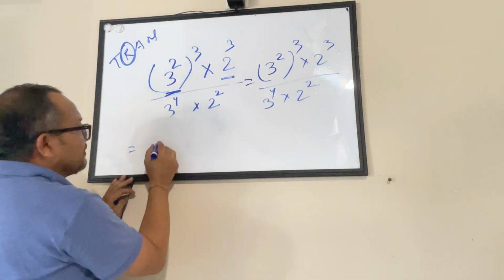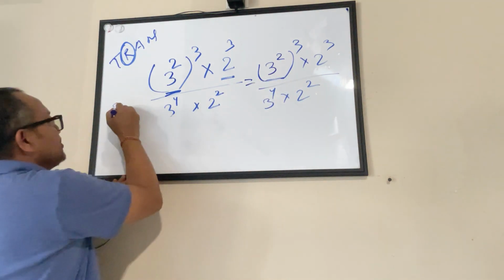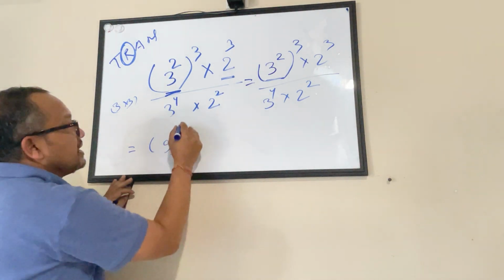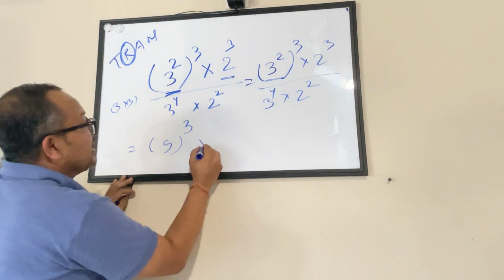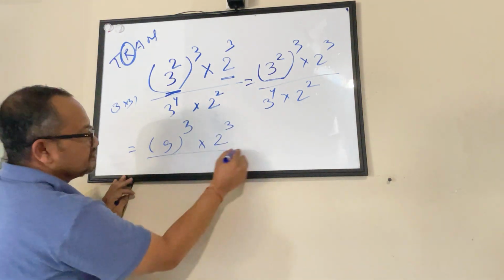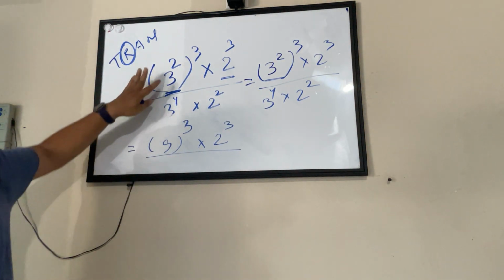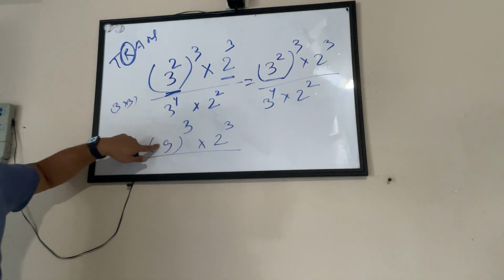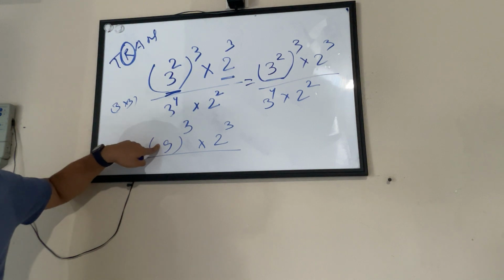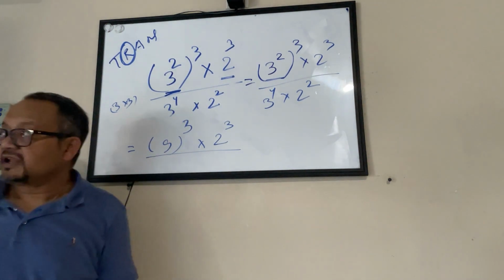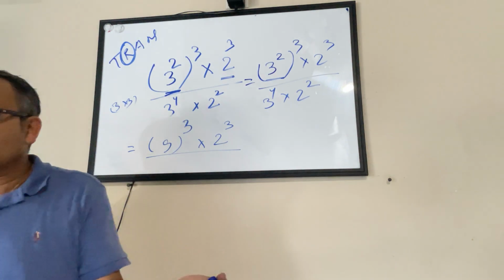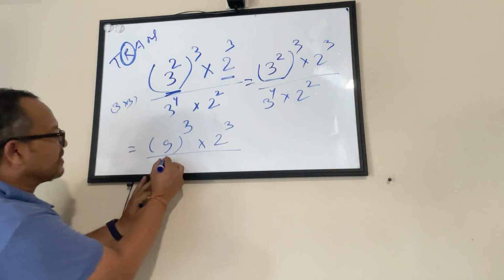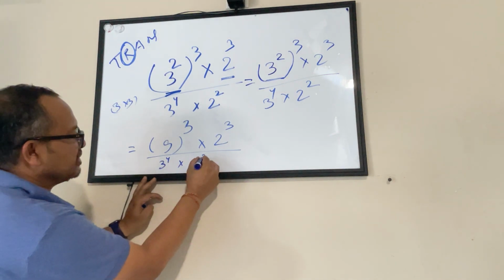So 3 to the power 2. This is what? 3 into 3. This is 3 to the power 2, right? That makes it 9 to the power 3 into 2 to the power 3. Is this okay so far? This 3 square is nothing but 3 into 3. I am writing that as 9. That's fine, right? I can always write 3 into 3 or 3 square, or I can write that as 9. Correct? And then I have a 3 to the power 4 into 2 square.